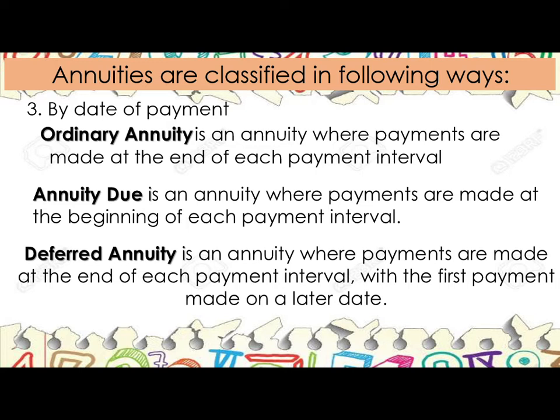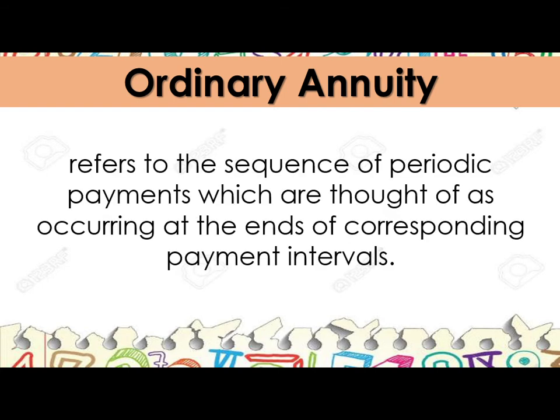Okay, so let us talk about ordinary annuity. How are we going to compute ordinary annuity? Here we will stay with ordinary annuity in terms of date of payment. So let me just repeat that when we say ordinary annuity, as stated here, it refers to the sequence of periodic payments which are thought of as occurring at the ends of corresponding payment intervals. So when I say ordinary, it's at the end of each payment interval.